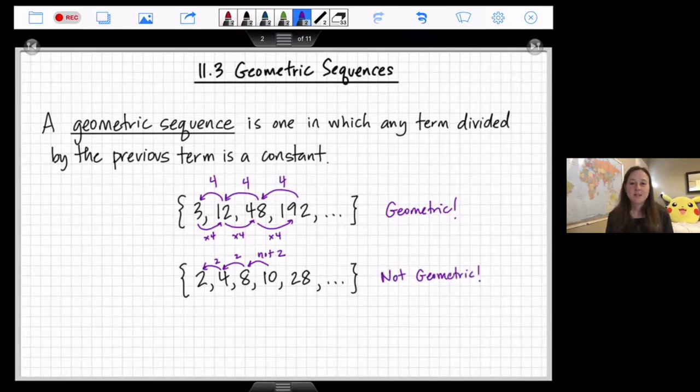This doesn't mean it's a bad sequence. It doesn't mean it's not useful. It just means it's not geometric. So all the formulas that we're going to learn for geometric sequences just won't apply to this one.